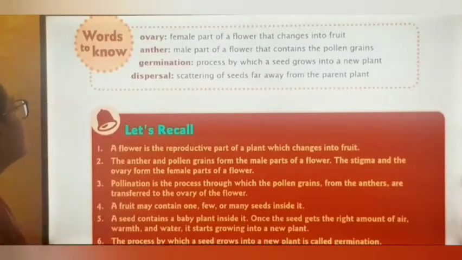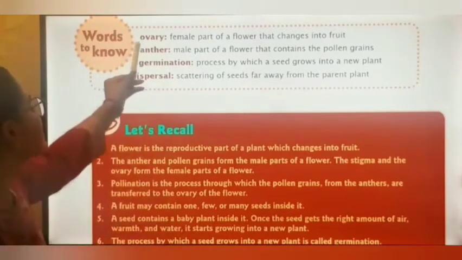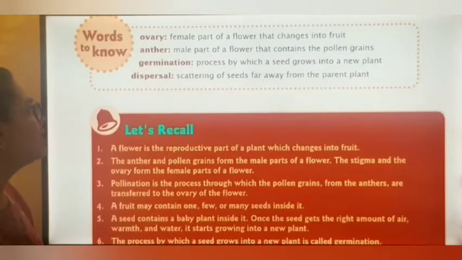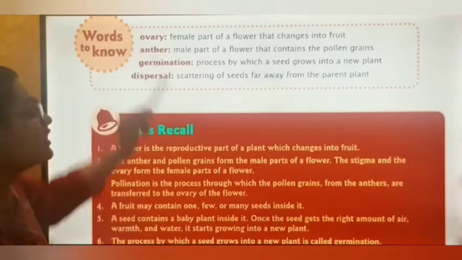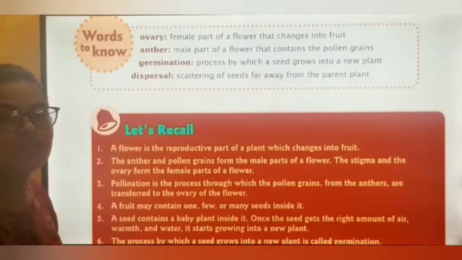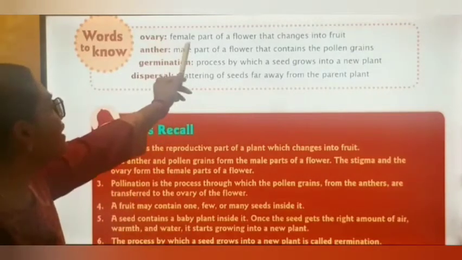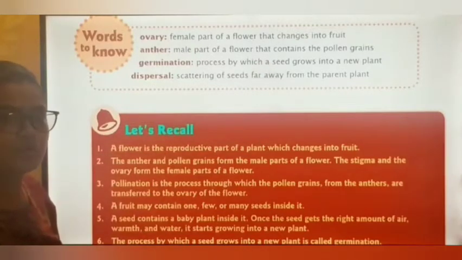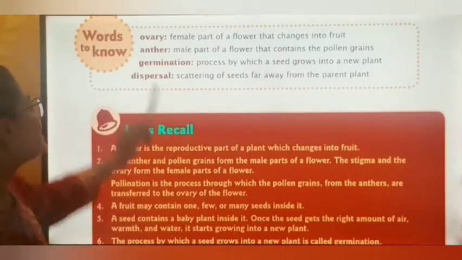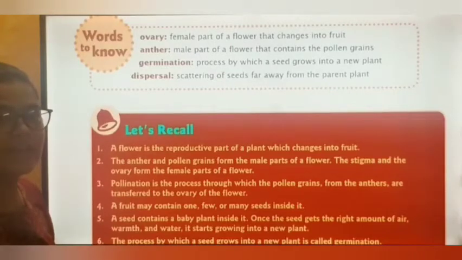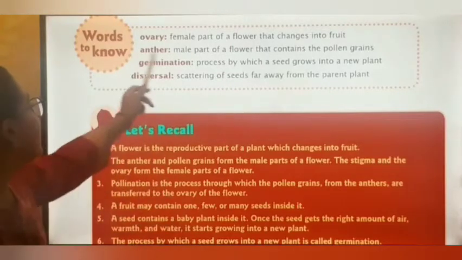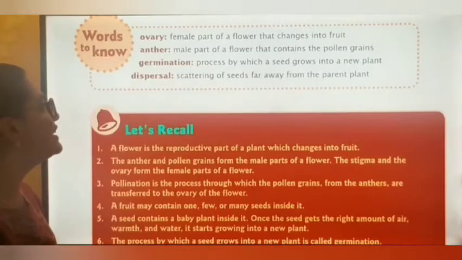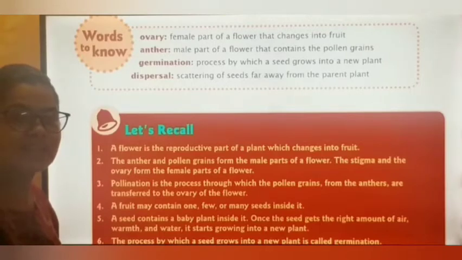Okay. So the first word is ovary. The meaning of ovary is the female part of a flower that changes into fruit. So this is the female reproductive organ of a flower and this part will convert into fruit. Now the second word is anther. Anther is the male part of the flower that contains the pollen grains. So pollen grains are present inside the anther.